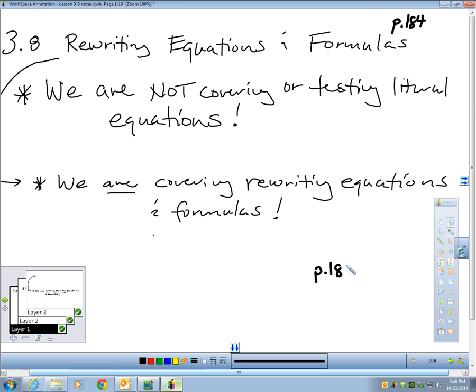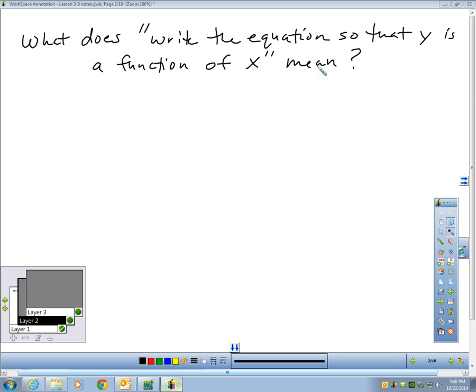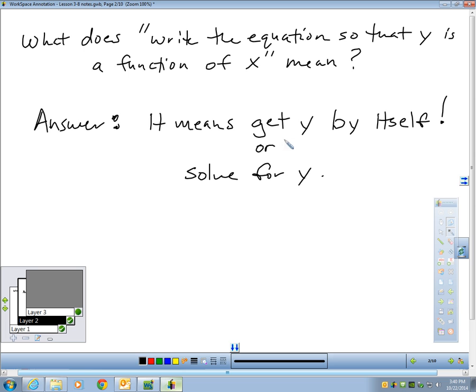you're going to see the following instructions on numbers 11 through 19. It's going to ask you to write the equation so that y is a function of x. And the first thing we got to know is, what in the heck is that asking of us? When they ask us to write an equation so that y is a function of x, what does that mean? It means that we want to rewrite the equation so that y is by itself, or you're being asked to solve for y.